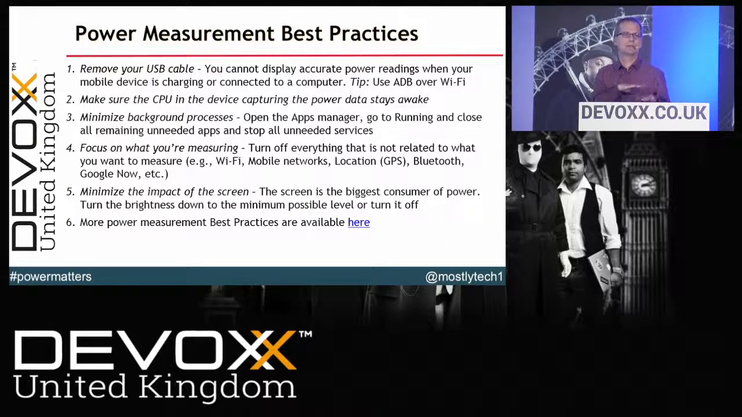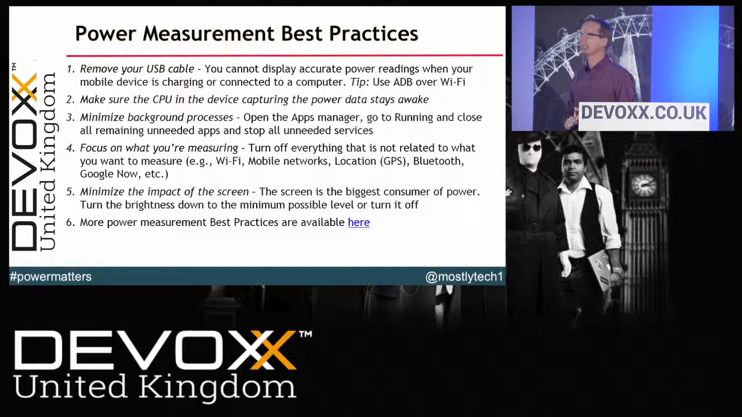Things like Monsoon have an auto mode that will break the power connection on USB if you want to do that. Make sure the CPU and the device capturing the power stays awake. So if you're using a Monsoon, make sure your computer doesn't go to sleep or you're going to get some data that is going to drop out. Same with the mobile device. I showed you how to do that in the earlier slide.